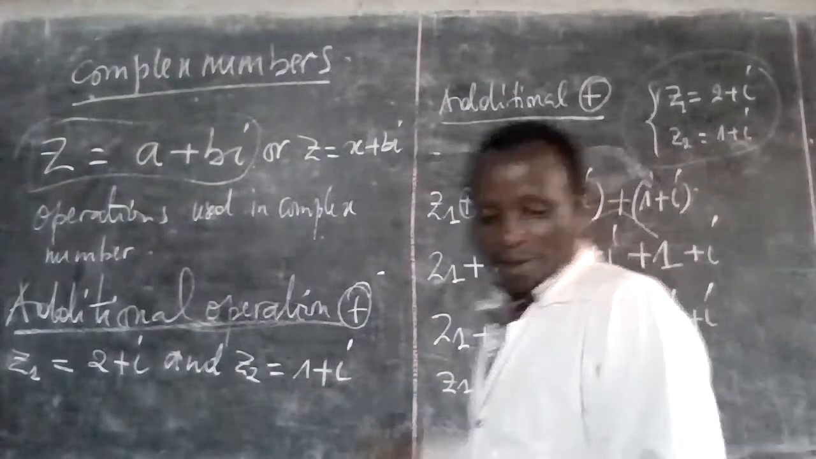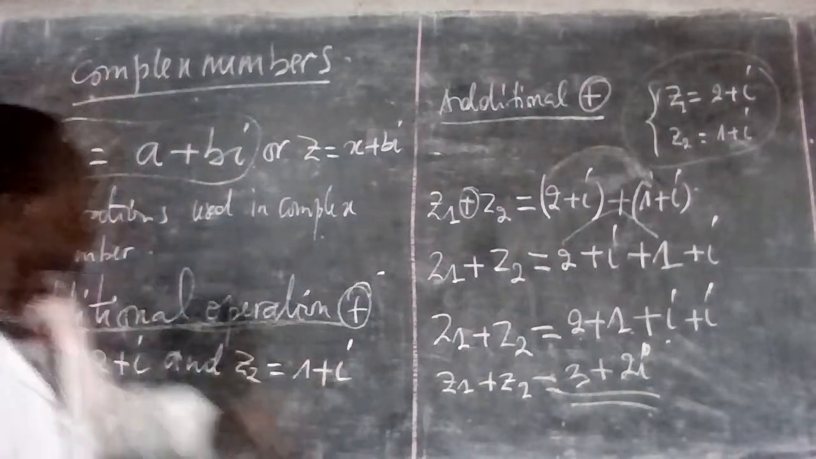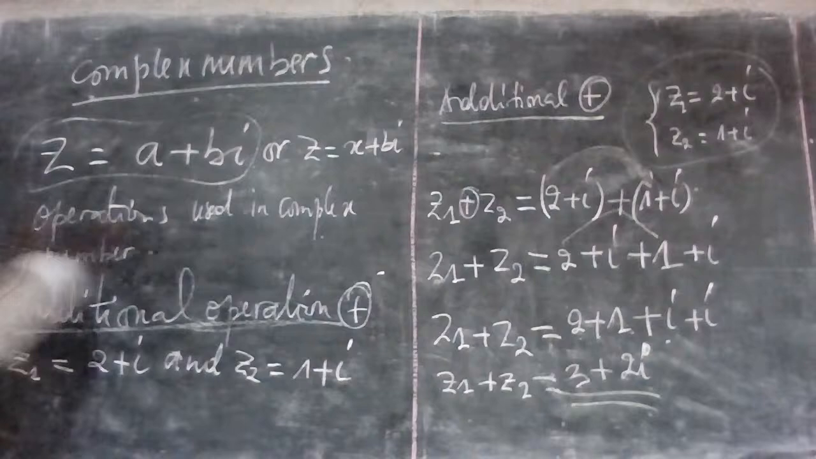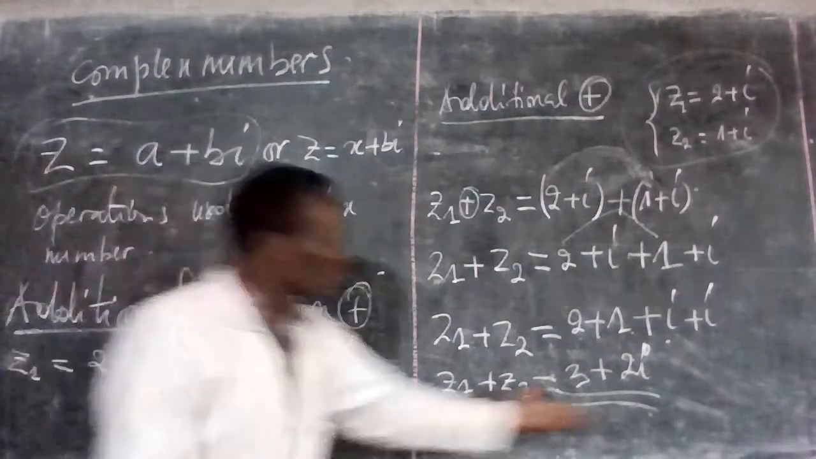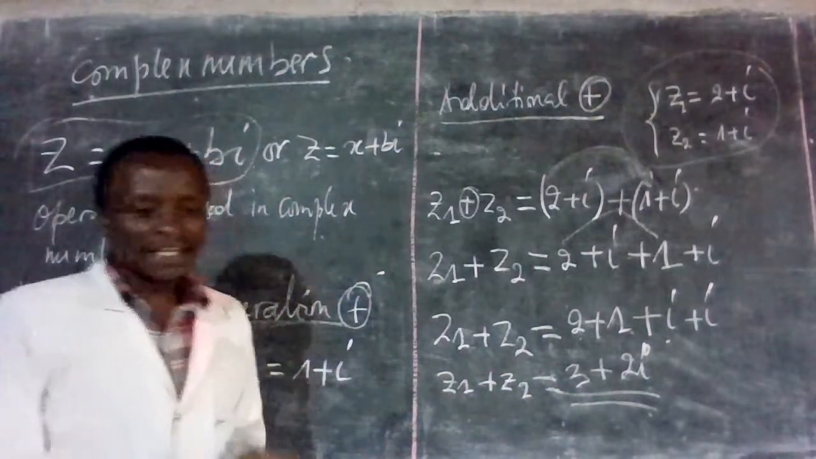Now let's see how we should subtract complex numbers, similar to addition, but the signs are totally different.